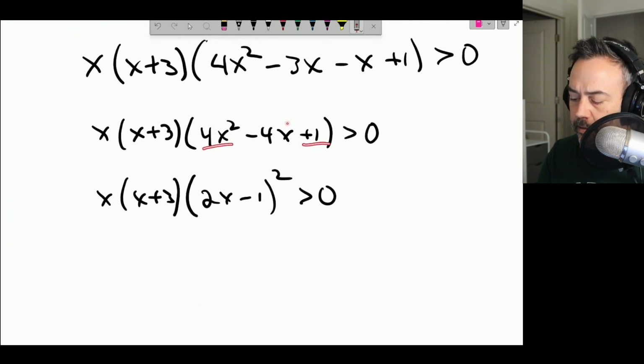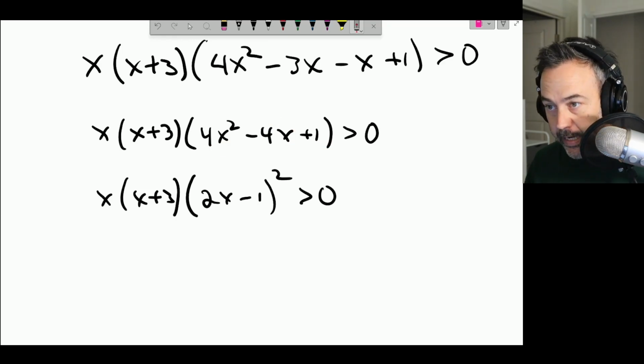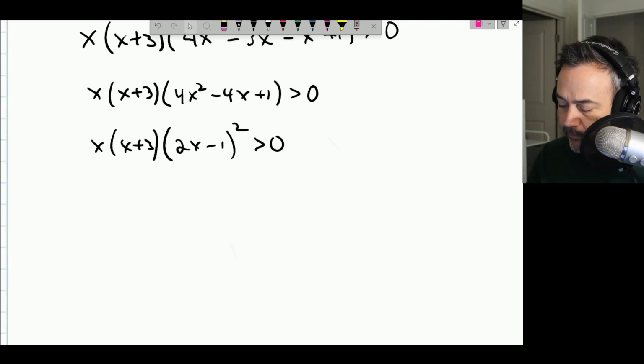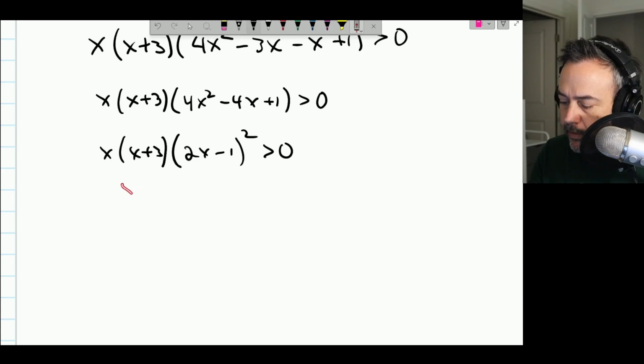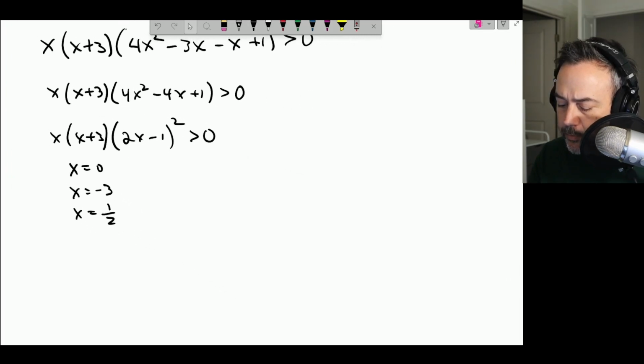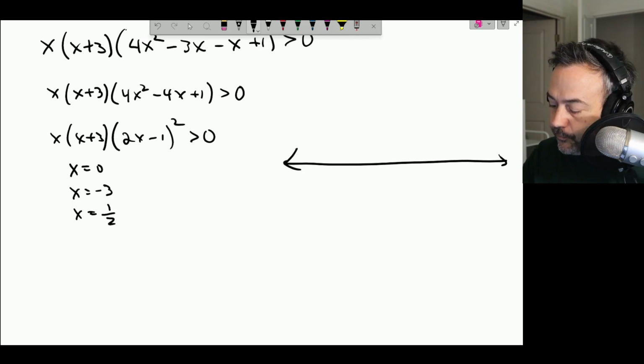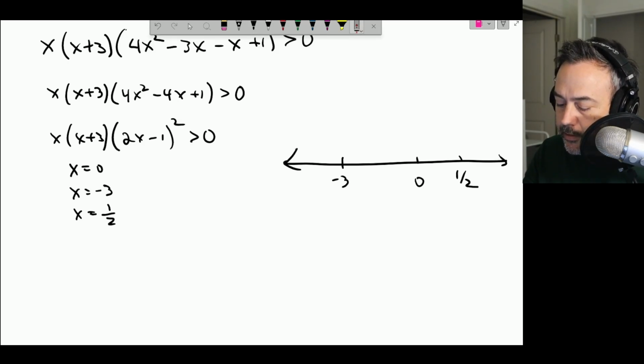Perfect square, 2 times the a and b. And okay, we've got this. What are the zeros? The zeros are x equals 0, x equals negative 3, x equals 1/2. Yes, there's multiplicities, but that's okay. We don't need it at the moment. Negative 3, 0, 1/2, good enough. Do the zeros make it true? No, because it's greater than and not equal to. So the zeros make it false.